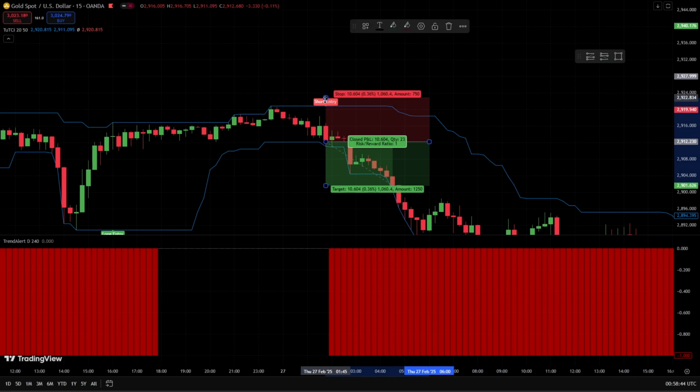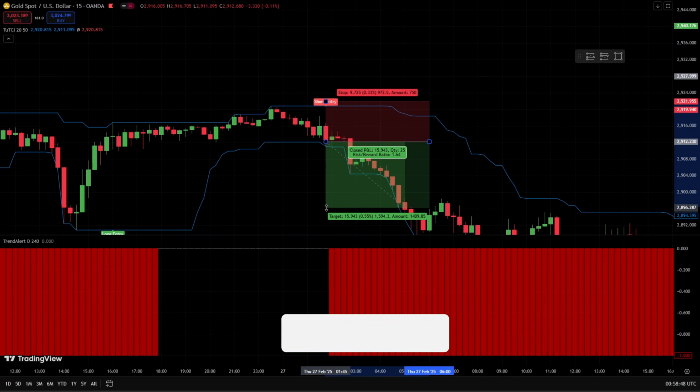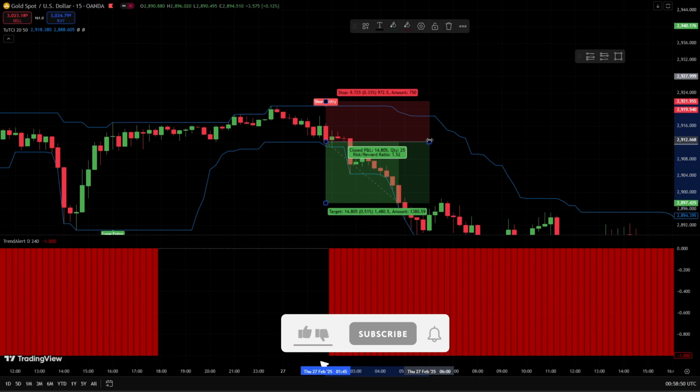Entry and risk management. Enter the trade after the bearish candlestick closes. Stop loss. Place it above the upper line of the Turtle Trade Channels.